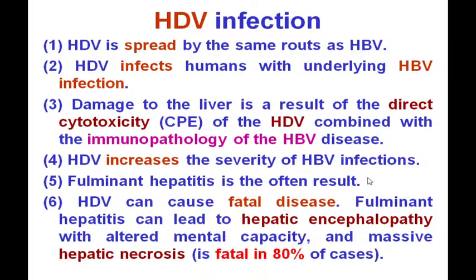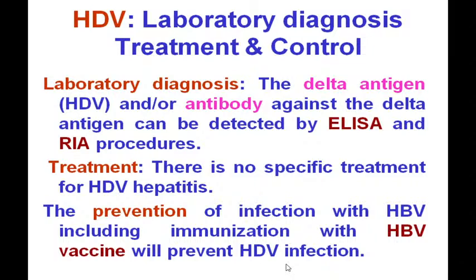Fulminant hepatitis is a very common result of this double infection. Fulminant hepatitis with hepatitis D leads to hepatic encephalopathy with altered mental capacity and massive hepatic necrosis. And the combination of these viruses gives an 80% fatal infection. So how do we perform lab diagnosis of this disease?